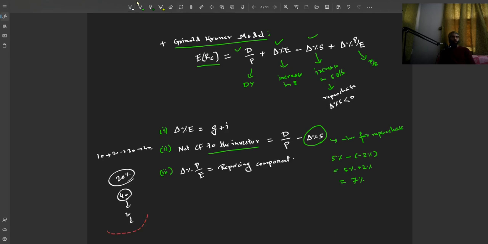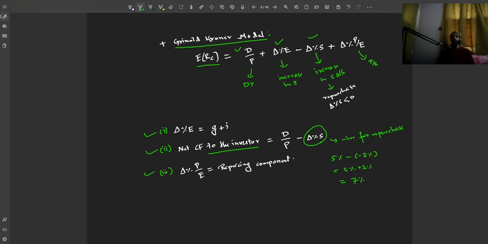So let me remove the rough work here. The first component talks about the nominal change in earnings, which means the real change in earnings plus the inflation rate. The next component talks about the net cash flows to the investor, which increases if repurchases of stocks happen. The third component talks about the repricing component, or the change in the PE ratio, which happens during different cyclicalities of the business cycle itself or due to some company specific event also, right? So this is a basic idea of the Grinold-Kroner model.